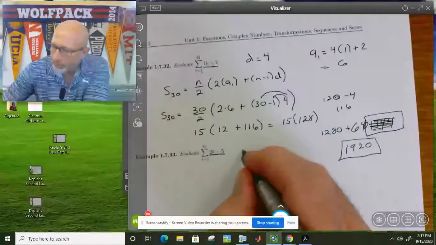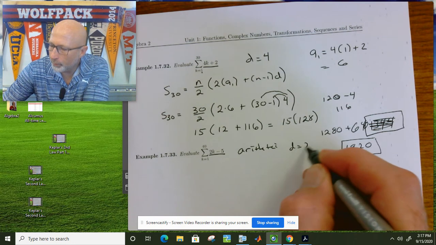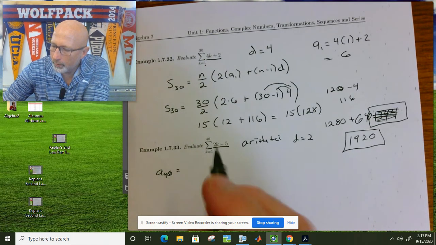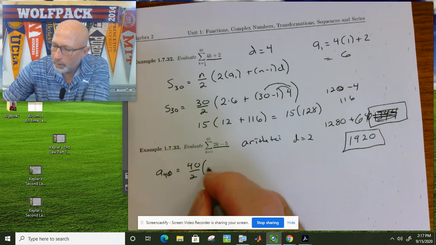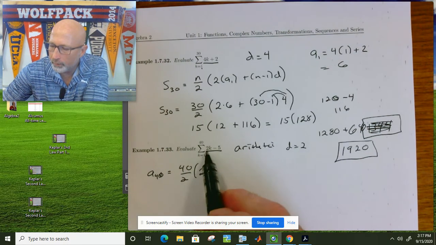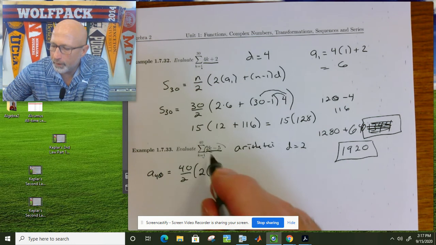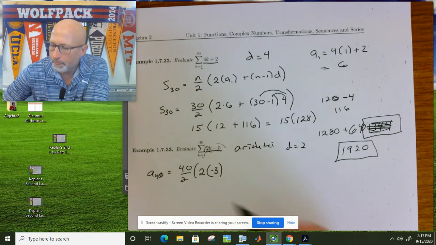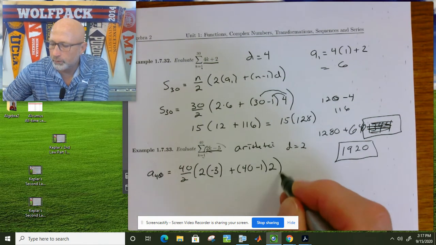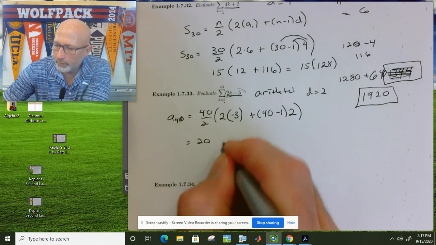Okay, next one. Once again, it's in this form, so this is arithmetic with a common difference equal to 2. So I have a of 40 is equal to 40 over 2 times 2 times a1. Remember, a1 is what you get when you plug 1 into this equation. So plug 1 in, you get 2 minus 3, which gives 2 minus 5, which gives you negative 3, plus 40 minus 1 times the common difference, which is 2.